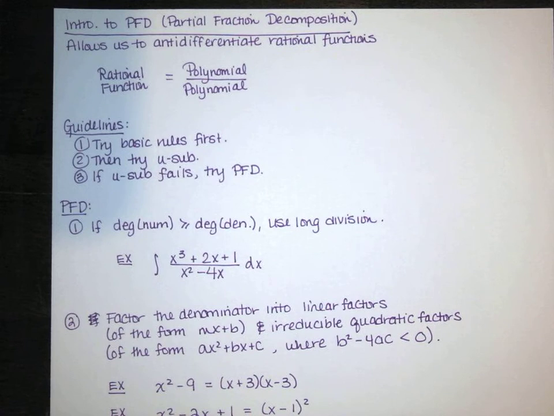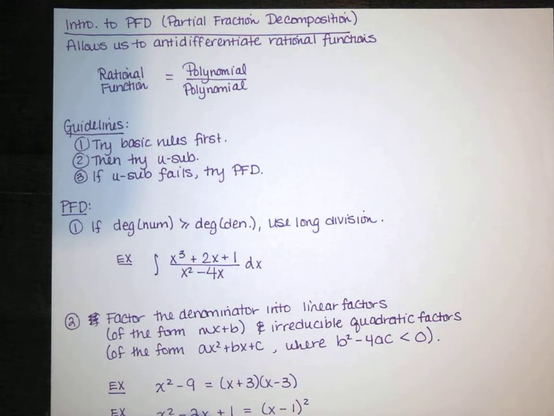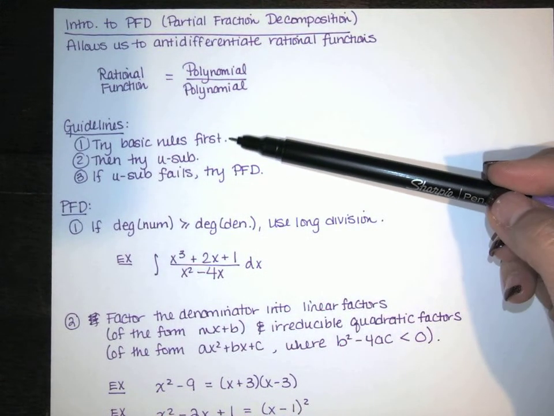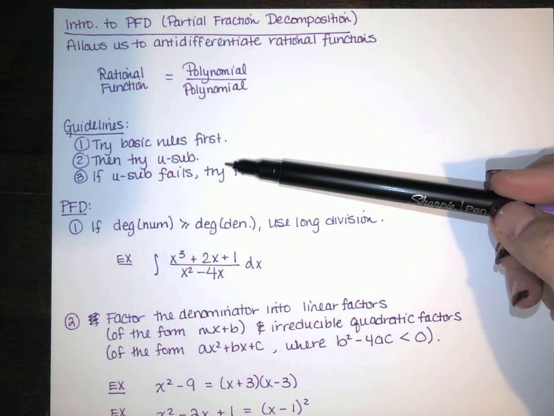When you see a rational function, you've got the antiderivative of this over this, you always want to try your basic antidifferentiation rules first. If you just had a constant over x squared plus a constant squared, that would be an arctan, so your basic rules would work. Or if you just had a linear polynomial in the denominator, maybe you could do a u sub. But you should try the basic rules first, and if basic rules fail, try u sub.